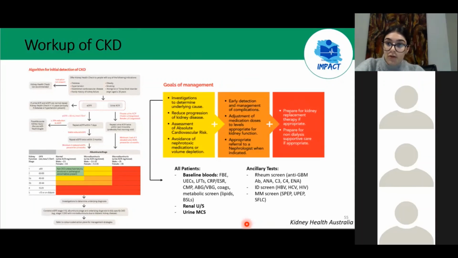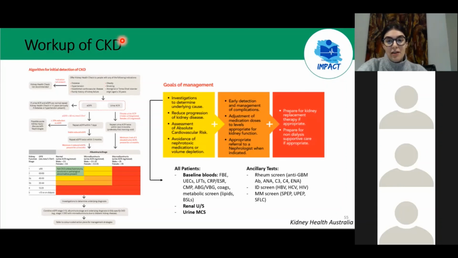In terms of your workup of chronic kidney disease, this is very much a GP thing. When you do GP, you'll come across this a lot. Basically, any patient who's at an increased risk of developing chronic kidney disease is eligible for a kidney health check every 1 to 2 years.